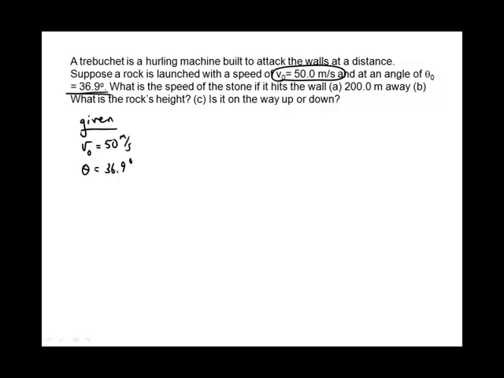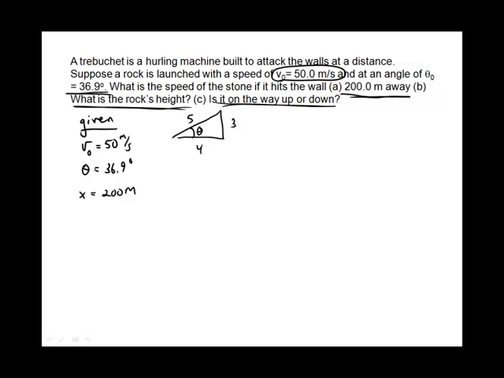Now one thing you want to keep in mind, a 36.9 degree angle is part of a 3-4-5 triangle. So this is the angle theta here. And I like using that angle because it's easy to work with. So the question is, what is the speed of the stone if it hits the wall 200 meters away? So my distance, x, is 200 meters. Now I'm not using the term r for range because I'm not ending up at the same height. It's a different height. In fact, that's question B. What is the rock's height? And then, is it on its way up or on its way down?